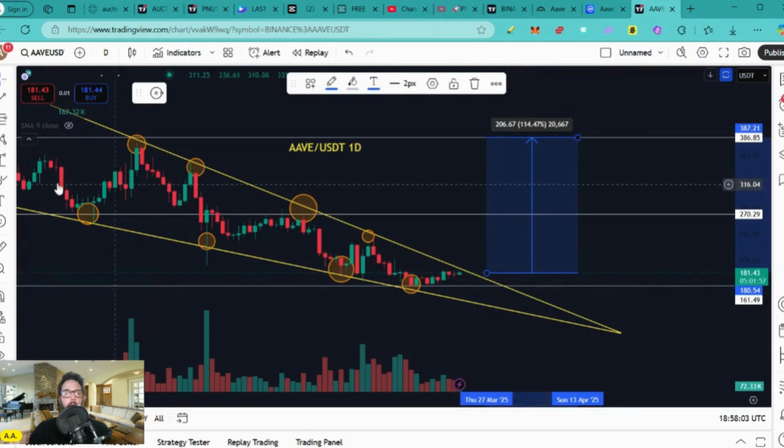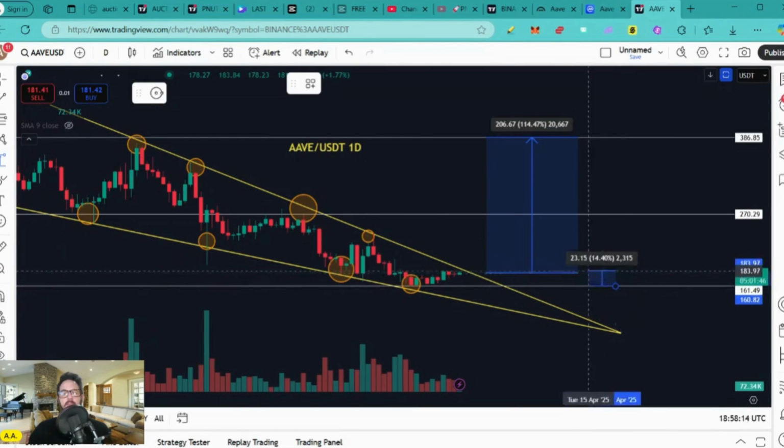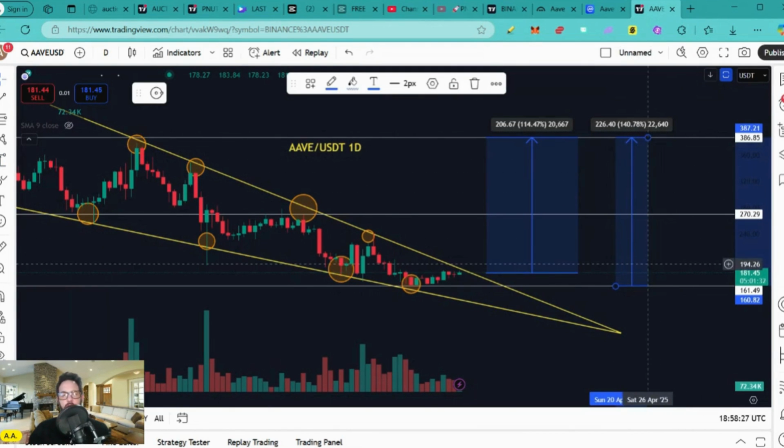Of course, if we see a pullback to this key level of support, these measured moves are going to become even greater. For example, the measured move from this key level of support, if the price action comes back and retests this, is going to be a 68% to the first target and a 140% approximately to this second target that I have here on the chart. That's why these pullbacks are awesome, guys. These pullbacks are amazing buying opportunities if you know how to trade them well.